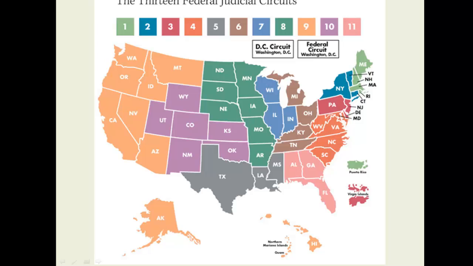The Hawaii Federal District Court appeals to the Ninth Circuit Court of Appeals. Other states in the Ninth Circuit that bring their appeals to that Ninth Circuit Court are Alaska, Arizona, California, Idaho, Montana, Nevada, Oregon, and Washington.